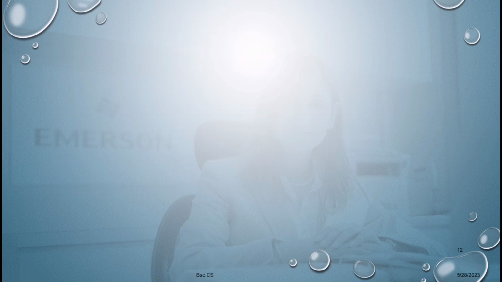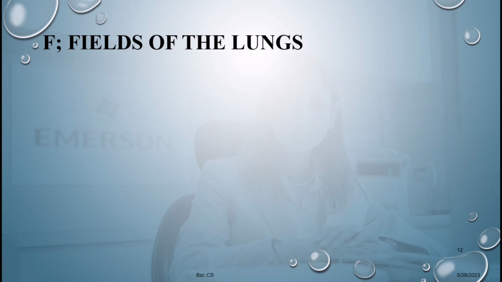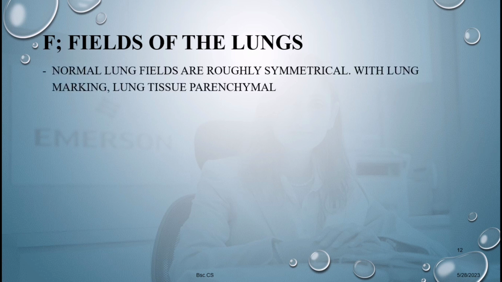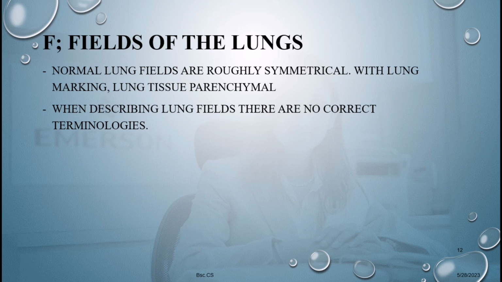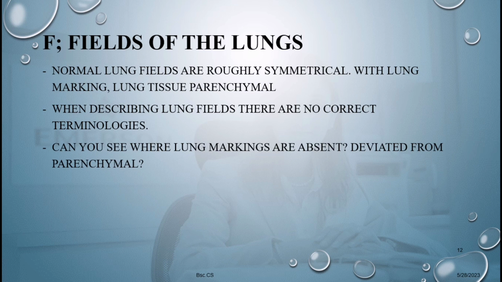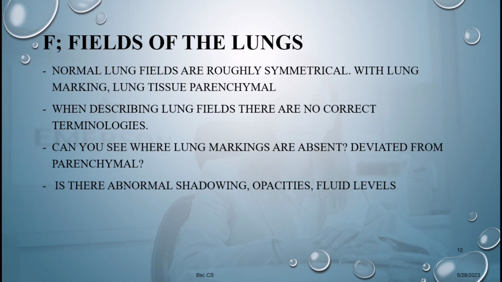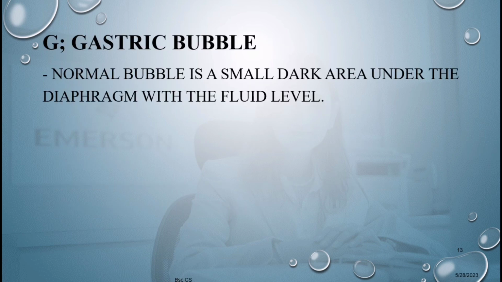not defined. Okay, then we are now on F for fields of the lungs. So normal lung fields are roughly symmetrical with lung markings, lung tissue parenchyma. Then when describing lung fields, use correct terminologies. So can you see where the lung markings are absent or deviated from the parenchyma? Then is there any abnormal shadowing, opacities, or fluid levels? The normal lung markings, you have to know what they mean. Okay, that's for F.